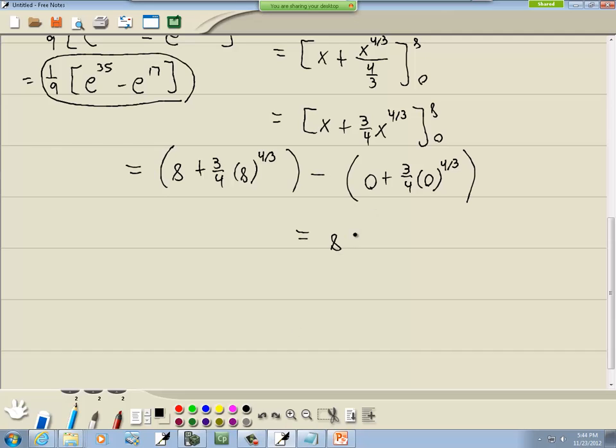So we got 8 plus 3/4. Now if you remember from intermediate algebra, when you have a number to a fractional power, you can take the number in the numerator, the 4, and put it on the outside of the parentheses. So this would be times 8 to the 1/3 to the 4th power. So again, just took the numerator, put it on the outside of the parentheses. Reason we did that is because we can rewrite this in radical form now. This is the cube root of 8.